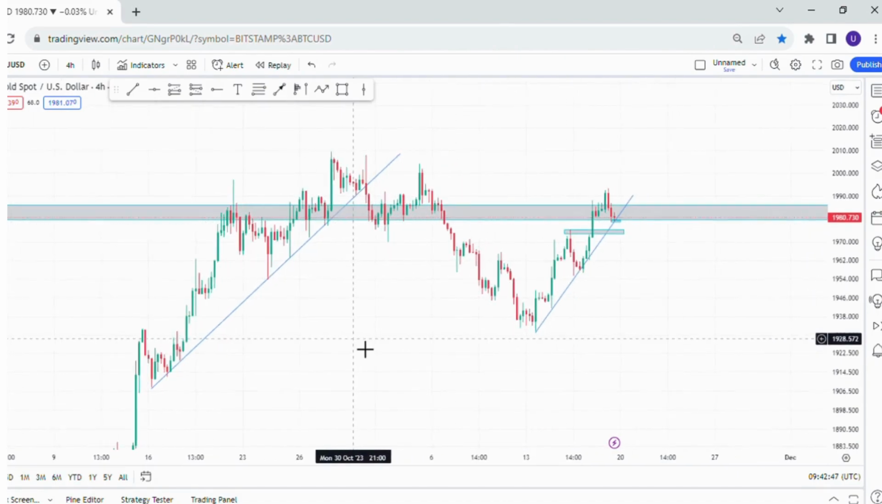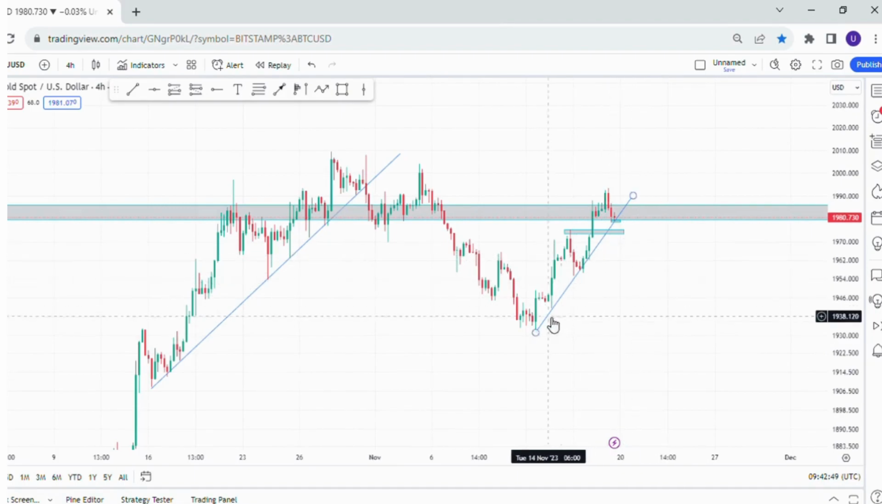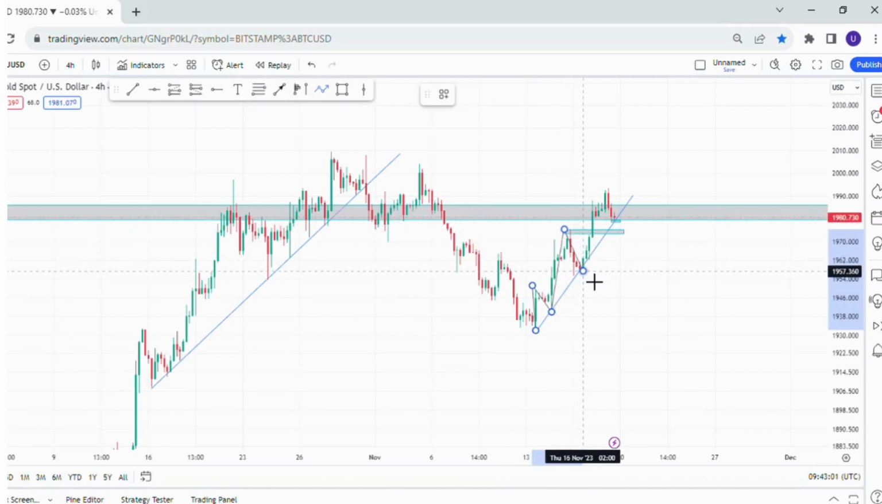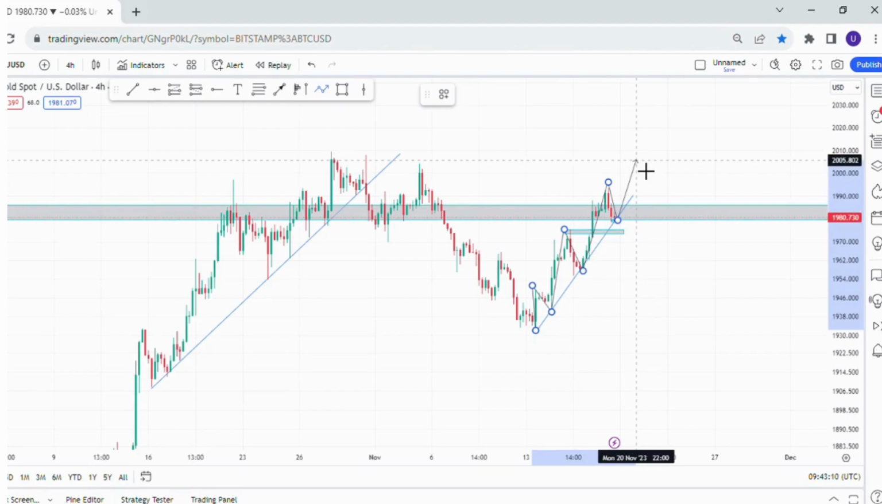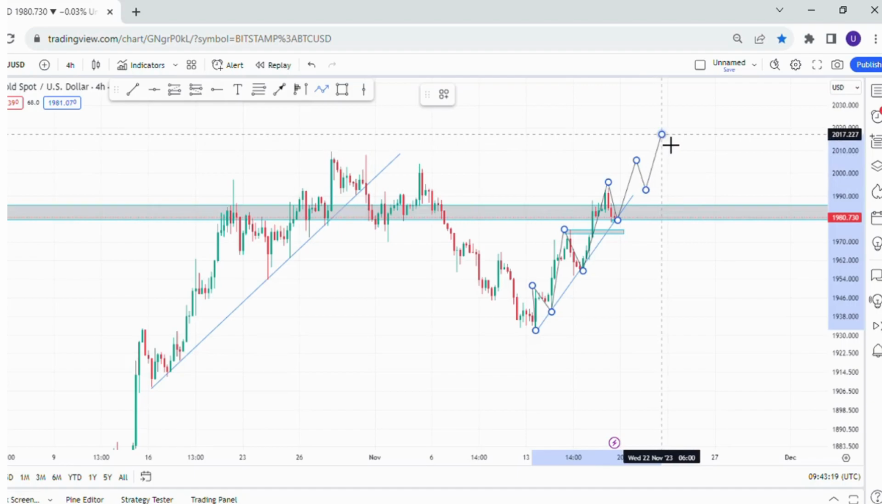So looking at this chart, you will see that this market, judging from this zone, is actually making higher lows, higher and higher lows. So it's expected the market will continue to break this high, thereby creating another higher high, then come back for a pullback, then continue the trend.